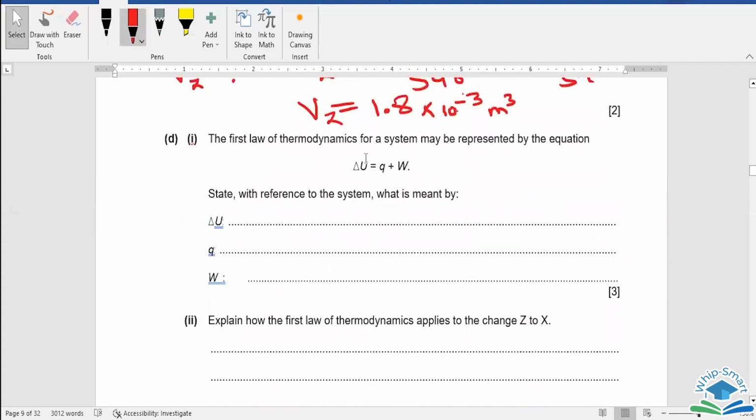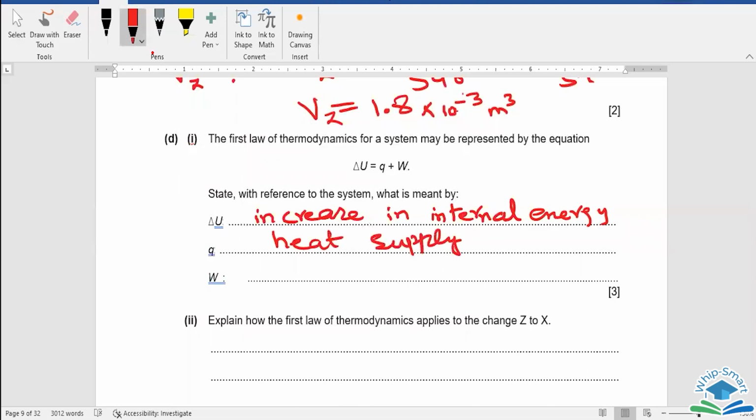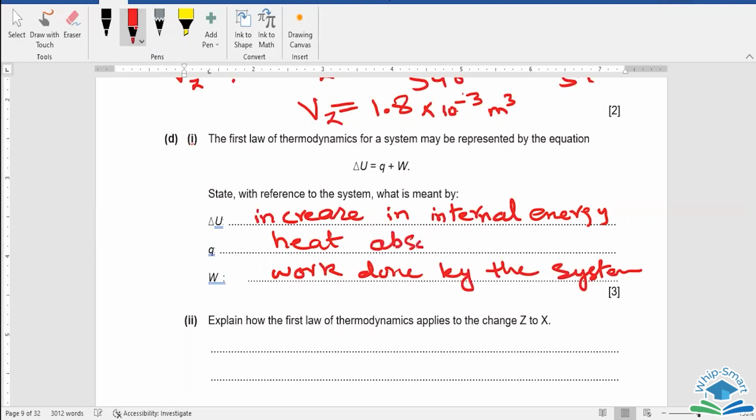Question D says the first law of thermodynamics may be represented by the equation delta U equals Q plus W. State with reference to the system what is meant by each term. Note that all of these quantities are positive. Delta U means increase in internal energy. Q means heat supplied. W means work done on the system. The second point is actually heat absorbed. For negatives, we will say decrease in internal energy, heat dissipated, and work done by the system.